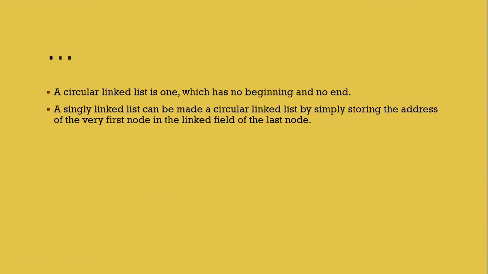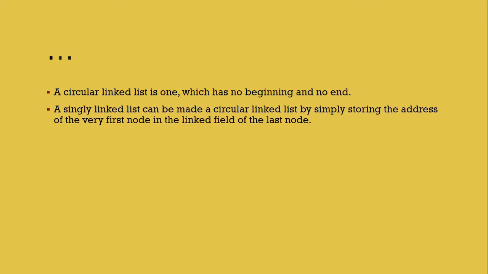Circular linked list, as its name implies, the nodes in a circular linked list are arranged in a circular fashion. This linked list doesn't have any beginning or end. There is no end. Any node can be the beginning, any node can be the end.